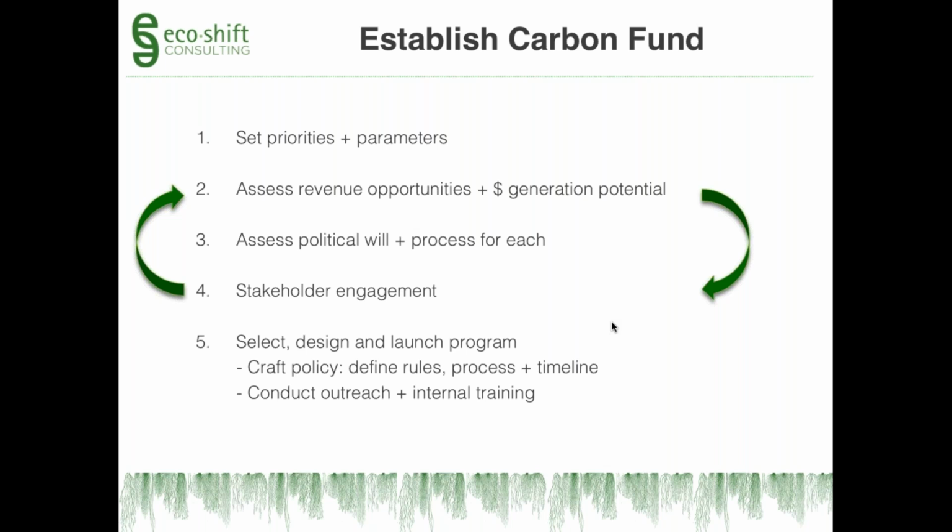And then once you have done those first 4 steps, and those steps, for us, are always an iterative process, going back and revising, refining, vetting, after that you can select, design, and launch your program. As I mentioned before, it's really important to craft a policy that defines the rules, the process, and the timeline. And we have several examples of those, as well as to conduct outreach and internal training. As you can imagine, there are a number of departments that need to be involved in development of a fund and implementation of a fund. And so it's really crucial to do that internal training, make sure that everyone knows what's going on.